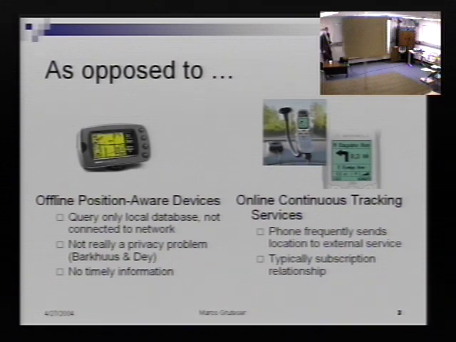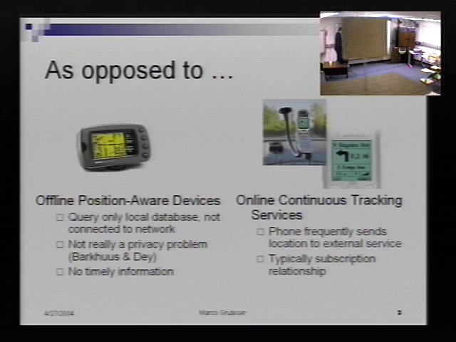There are two examples here. One is offline position-aware devices. You can think of it as an automotive navigation system or just a GPS receiver that contains maps which are stored locally on the device. And whenever your position updates, it queries the local database rather than connecting to an external location-based service. So there's no network connection, no information is transmitted to an external service provider, and thus there's not really a privacy problem. User studies from Barkuus and Dey at Berkeley have shown that users can understand these differences and perceive them that way. Now, in that case, since there's no network connection, you cannot update the information, cannot access timely information such as traffic status and things like that.